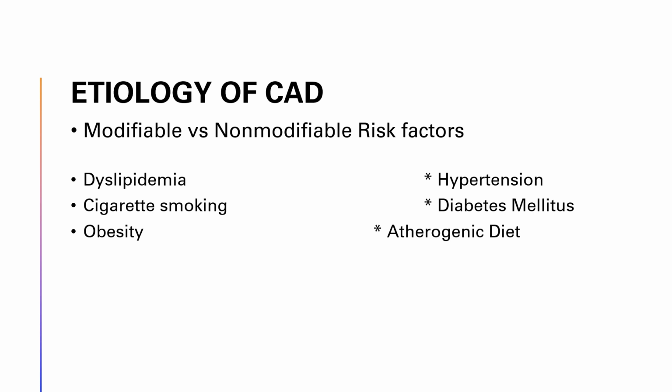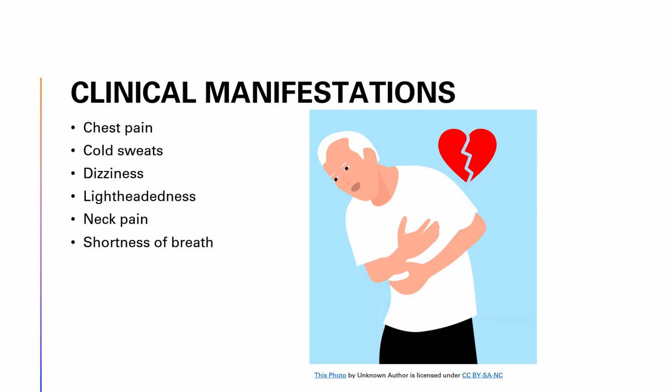Also, an atherogenic diet, which is a diet that is high in salt, fats, trans fats, and carbs, is a risk factor for coronary artery disease. So pretty much all the good stuff we like to eat can increase our risk for coronary artery disease.